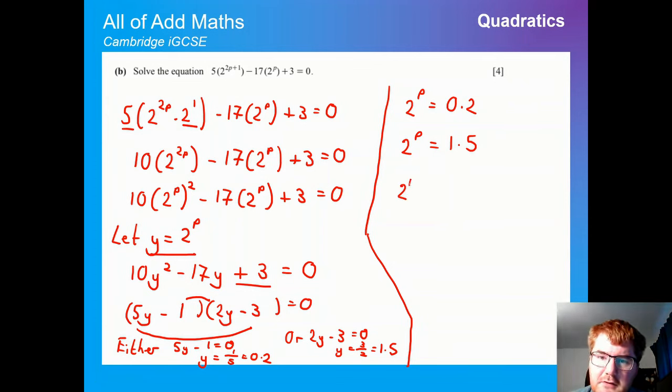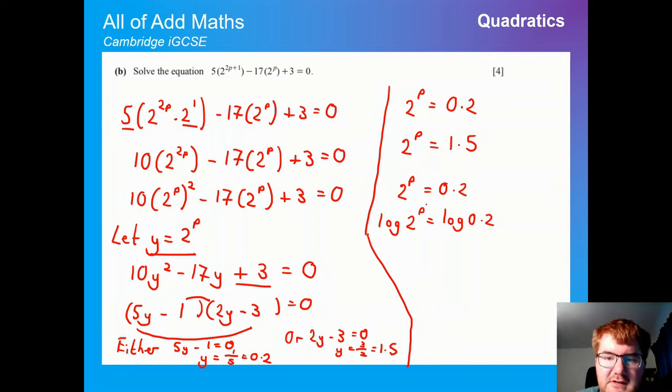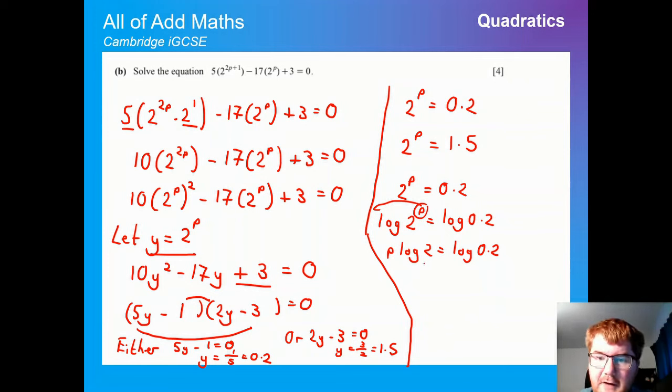So if I take 2 to the power of p is equal to 0.2, I'm going to take logs of both sides. Doesn't matter what log. I'm going to take log 2 to the power of p is equal to log 0.2. The reason we like to use logs here is I can take the p and bring it to the front. So I get p log 2 is equal to log 0.2. And then what's the opposite of timesing by log 2? Well, dividing. So we get p is equal to log 0.2 divided by log 2.